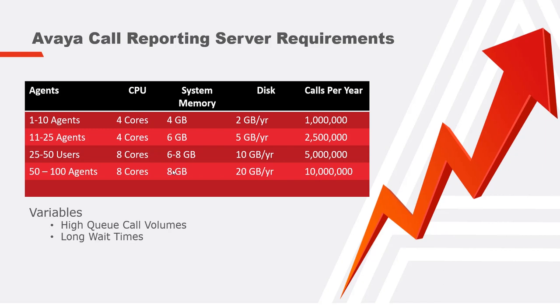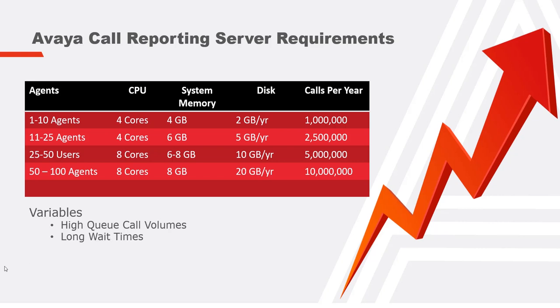Okay, so if your customer knows that, there's a server guide that talks about how many calls they have in queue, but a lot of times customers don't know that. So this is kind of the base or the foundation that you can use based off of agent count. But keep that in mind. It actually is high call volumes, long wait times. If you want to err on the side of caution, just go 8 cores, 8 gigs of RAM, and you should be safe.